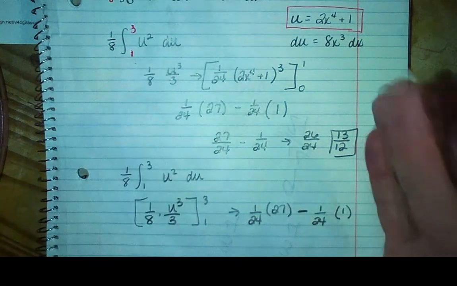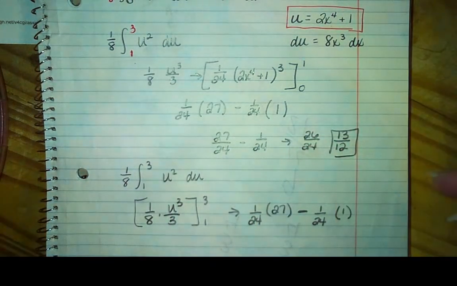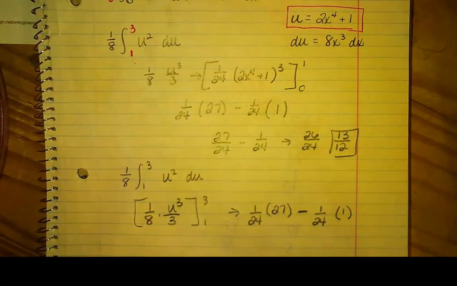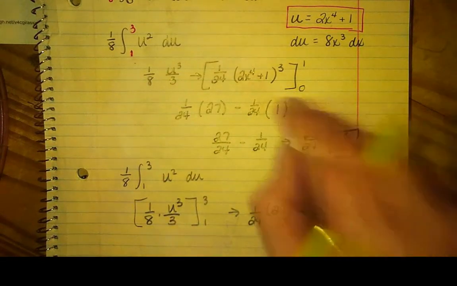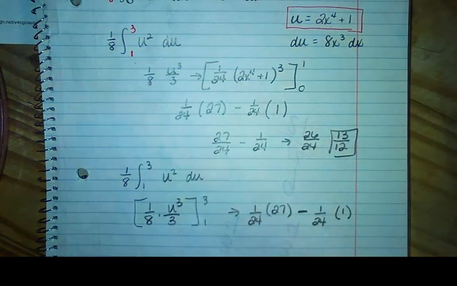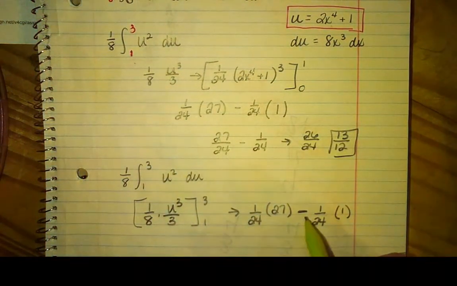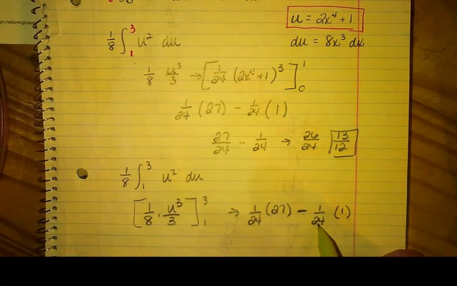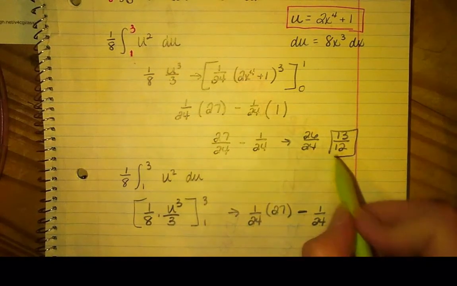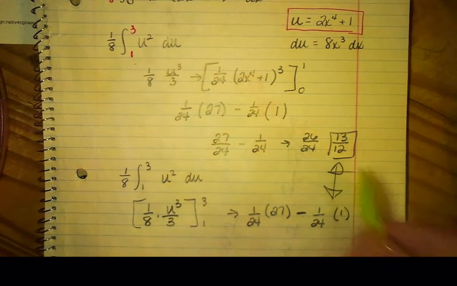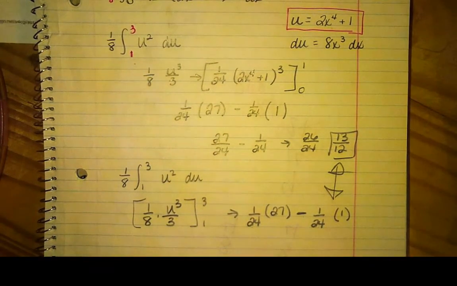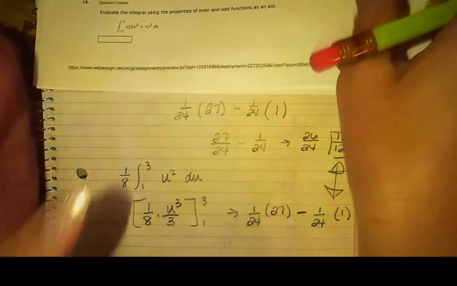And so it kind of seems a little bit harder, but when you get further on into Cal 1 and especially in Cal 2, it's actually a really quick shortcut. So you don't have to waste your time in here. So either way, I still get 27/24 minus 1/24 is 26/24, which is still 13/12. So we've got two more of these, and I'm going to do them just based on u substitution.